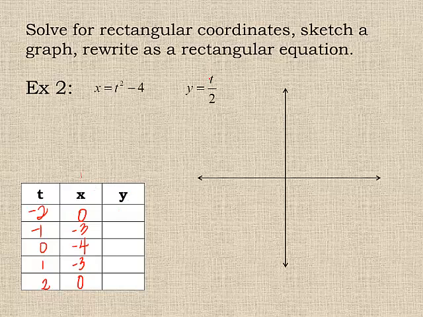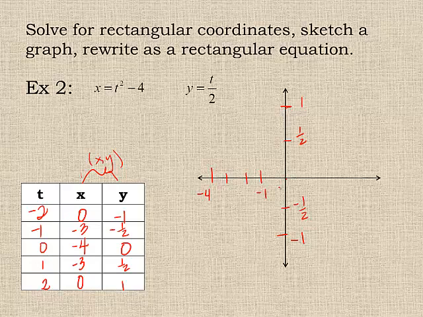Plug in a -2. If I put a -2 over 2, that's -1. -1 over 2 is -1/2. 0, put it in there, that's 0. Then +1/2, and 2 over 2 is a +1. Now I just focus on the x and y coordinates. That's what I can graph on my normal grid. You can disregard this t column now. So our y values go -1, -1/2, 0, +1/2, +1, and the x's go 0, -3, -4, -3, 0.